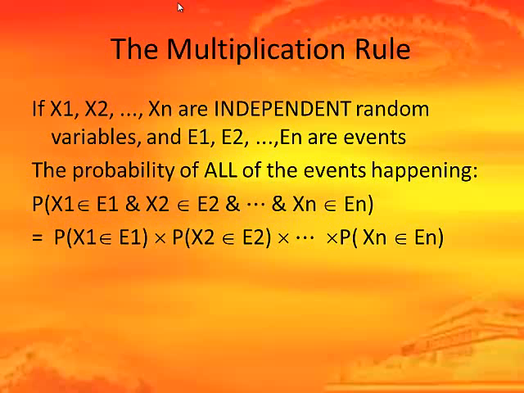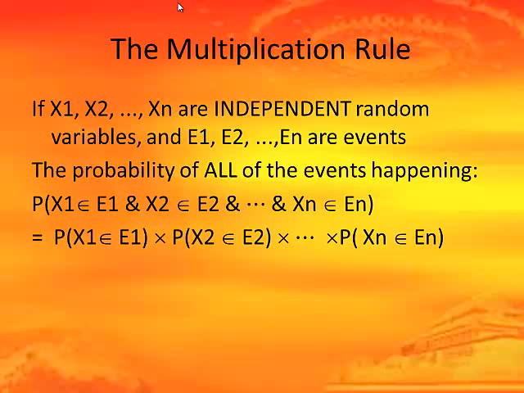This does require independence. You have to make sure that the random variables are independent, otherwise the multiplication rule does not work. And there are many examples of real-world mistakes people have made in calculating probabilities because they applied the multiplication rule to events which were not independent.